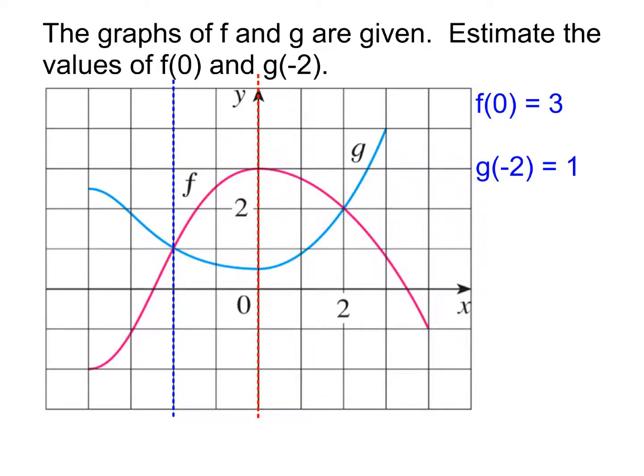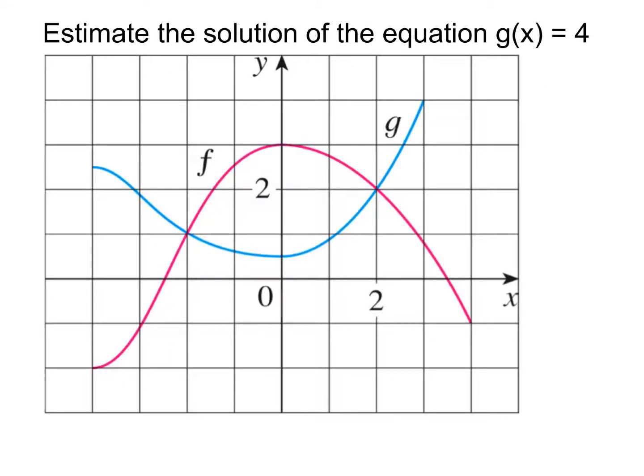All right, and again, we're going to be using the same picture as we go through, so don't worry, the picture's not changing, but of course the questions are all going to be changing. So for this next one, estimate the solution of the equation g of x equals 4. Now, if you are looking at this right now and saying there is no solution, g of x never equals 4, then we've got to tweak your thinking about it a little bit.